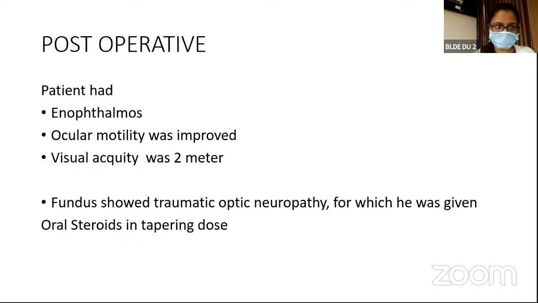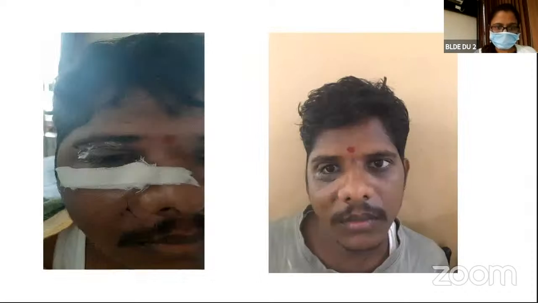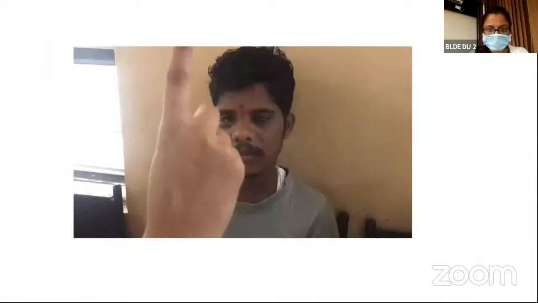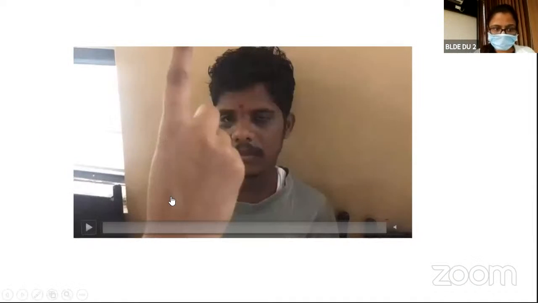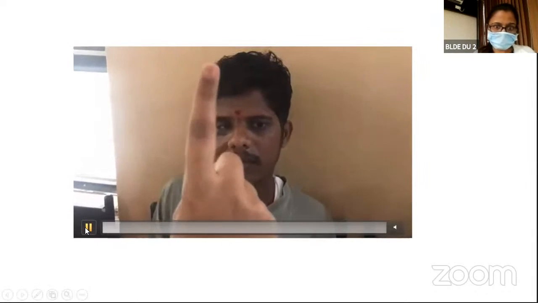Post-operatively, patient had enophthalmos. Ocular motility was improved though. Visual acuity, which was perception of light before, had improved to 2 meter. Fundus 1 week after the surgery showed traumatic optic neuropathy, for which he was given oral steroid in tapering dose. This was the patient post-operatively day 1, and the other picture is post-operatively day 7, which shows enophthalmos. The patient also shows better ocular motility in all directions.